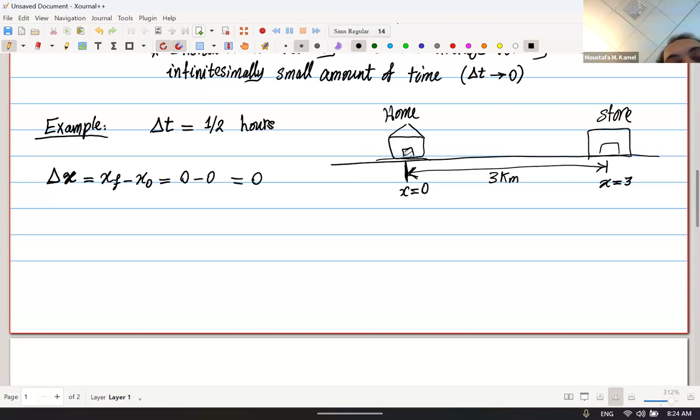So when you calculate the average velocity, which is delta x over delta t, you get a 0. So the average velocity is 0. So as you can see, it doesn't tell you anything about what happened in between. If you just stayed there, didn't do anything, it will also be average velocity of 0, as long as you're at the same point.